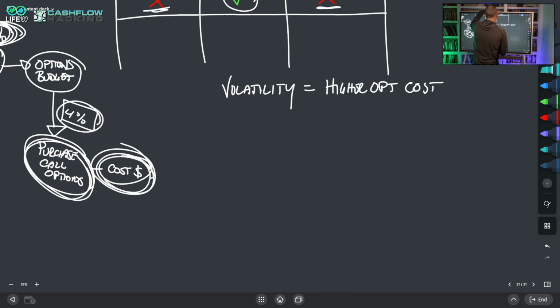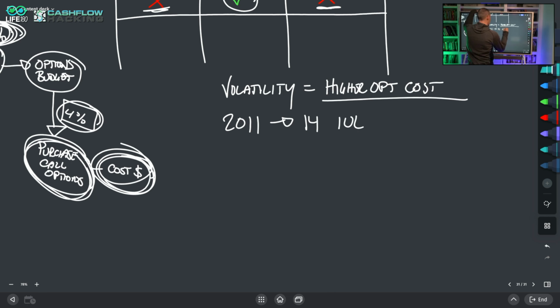So as interest rates go up, what's that doing? It's putting a lot of stress on the stock market, on the real estate market, on all markets, and that creates more volatility. The more volatility, the higher the options cost, and so that's a negative thing. Now, the other thing that's really worked against the life insurance carriers is themselves. In 2011, there were 14 IUL companies. Right now, there are near 70.